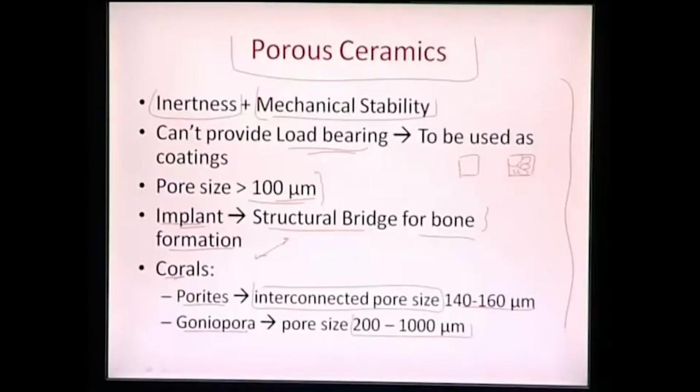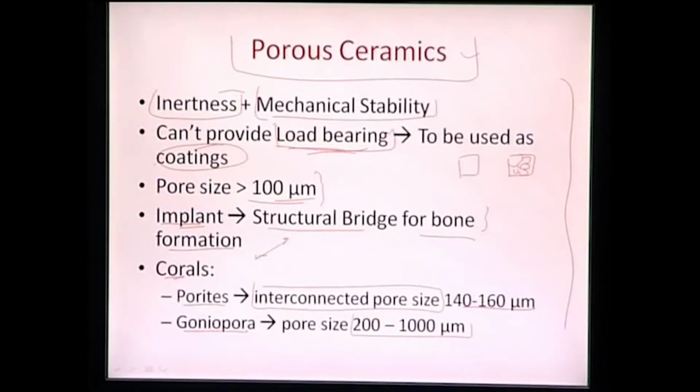So we can see that porous ceramics are highly important, and they are well known for their inertness, and they can also provide mechanical stability, so cells can really grow into them. But the problem with them is they can't provide load bearing capacity, so they have to be used as a coating. That is the key part here: once we have a porous ceramic, we can utilize it as a coating.